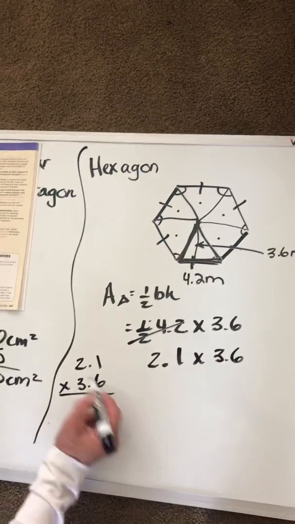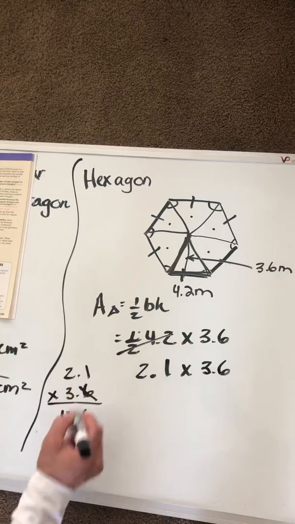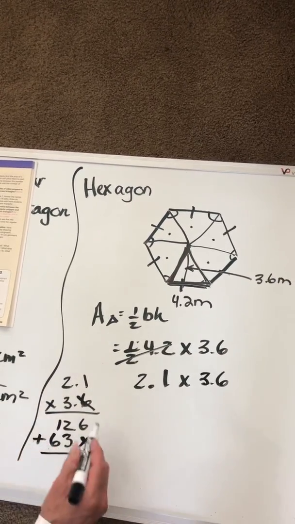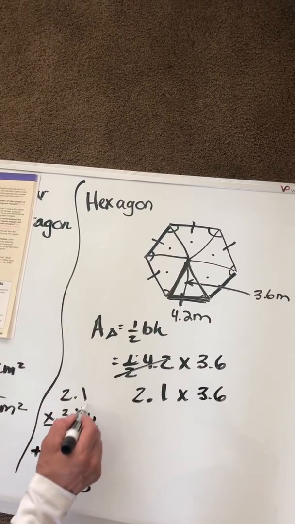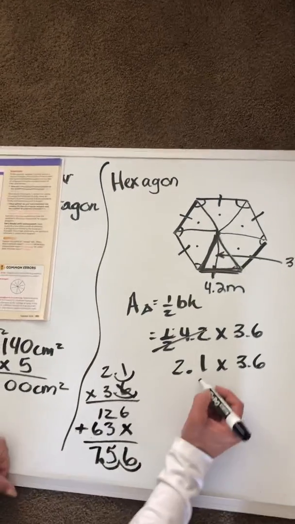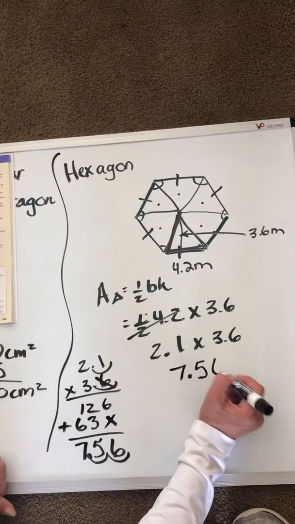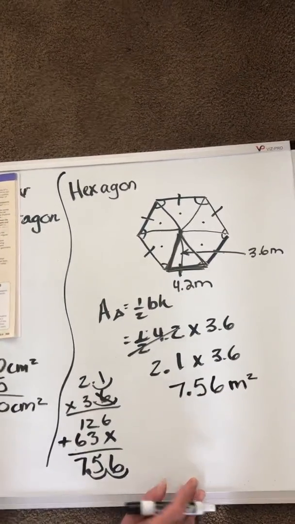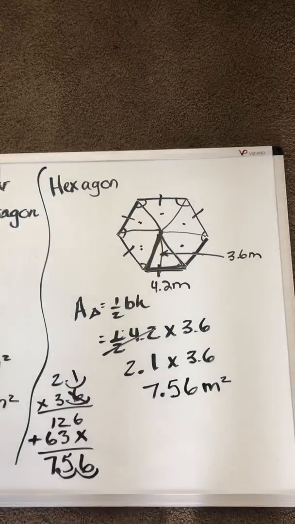6 times 1 is 6, 6 times 2 is 12. Put down your 0 or your x. 3 times 1 is 3. 3 times 2 is 6. Add those up. 6, 5, and 7. Move your decimal point over 1, 2 places. So the area of that one triangle is 7.56 square meters. Now, because this is a hexagon, we have, again, 1, 2, 3, 4, 5, 6 congruent triangles.